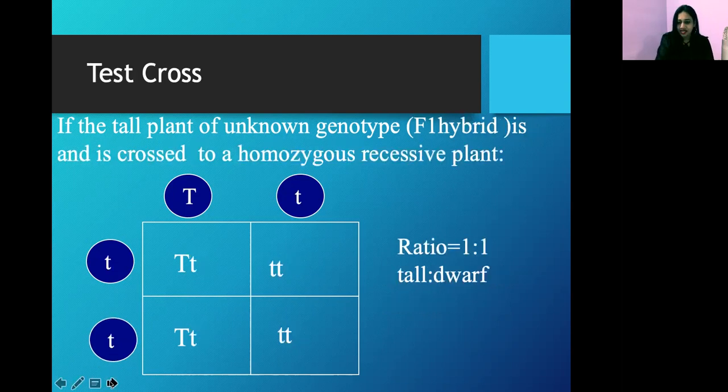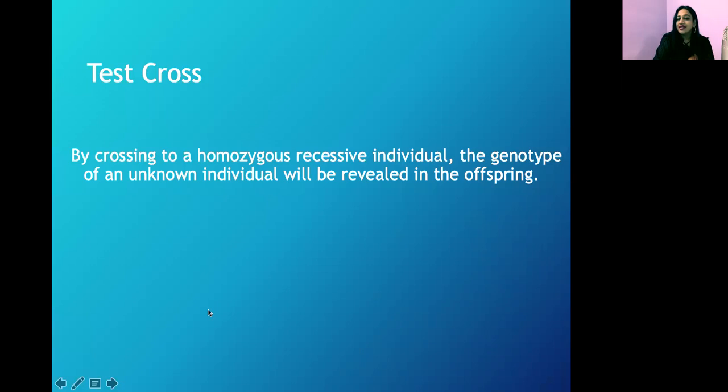Then what do we mean by test cross? Its name indicates we are testing something. What do we test here? We are going to identify the unknown genotype of that parent. How do we do it? Here, we cross the F1 hybrid with a homozygous recessive plant. When we cross the heterozygous with the homozygous recessive, small t small t, you can check here: capital T small t tall, small t small t dwarf, capital T small t tall, and small t small t dwarf. That means the ratio is 1:1, 50-50 tall and dwarf. From this, when we get this feature, it shows that the unknown genotype is heterozygous, right? So a test cross is crossing the unknown individual with a homozygous recessive individual, and the genotype will be revealed by the offspring.